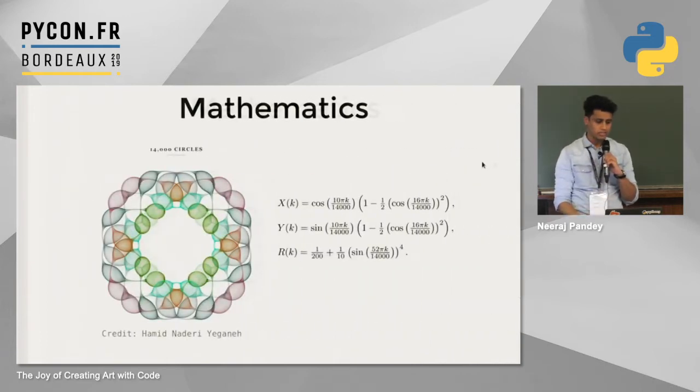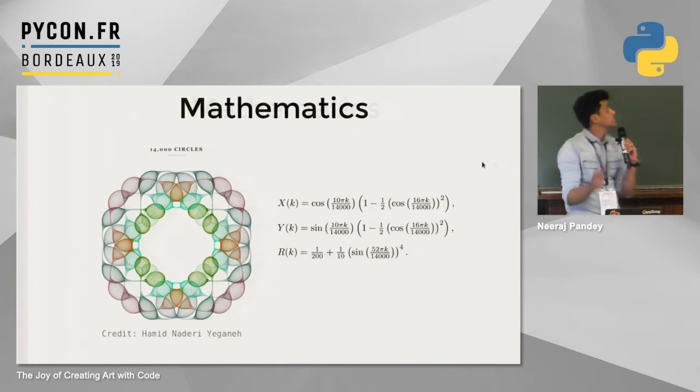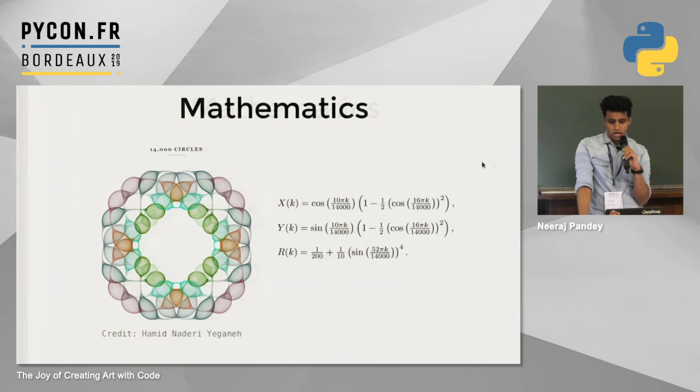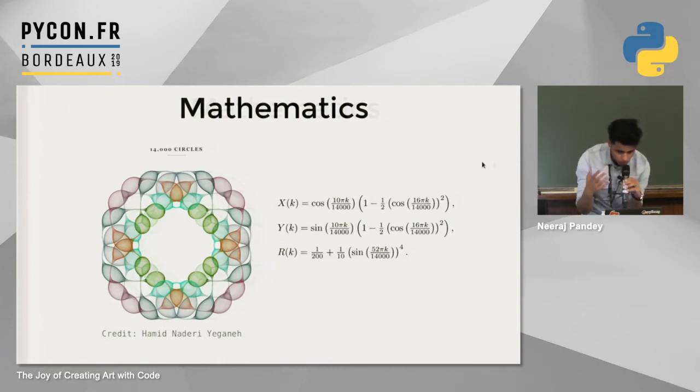So first thing is the maths, the algebra, the geometry. So there is an image, and this art is made of 14,000 circles. As you can see, the trigonometric functions, the sine and the cosine here, play a vital role in creating this art form. I believe that these functions play the most important role when you create a generative art or any kind of mathematical art. And here you can see the equation. If I want to give you brief info about this, the value of k goes from 1, 2, 3 till 14,000, because there are 14,000 circles, and the kth circle is x of k, comma y of k, and the radius will be r of k here.